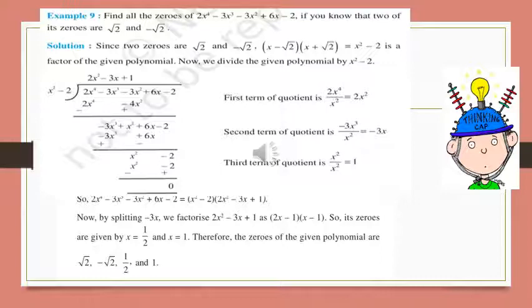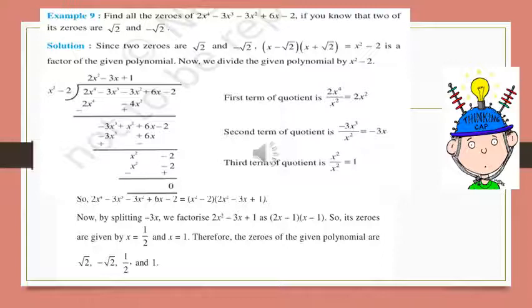Our quotient is a quadratic polynomial, that is 2x square minus 3x plus 1, and we want all zeros. Already we know 2 zeros. So what will we do? We know how to factorize a quadratic polynomial, so we will factorize here by splitting the middle term. When we factorize 2x square minus 3x plus 1, we get 2x minus 1 into x minus 1 as the factors.